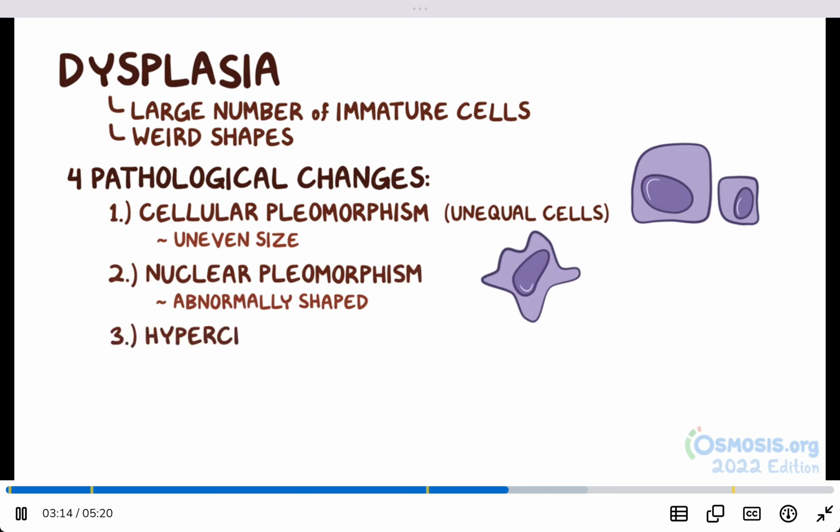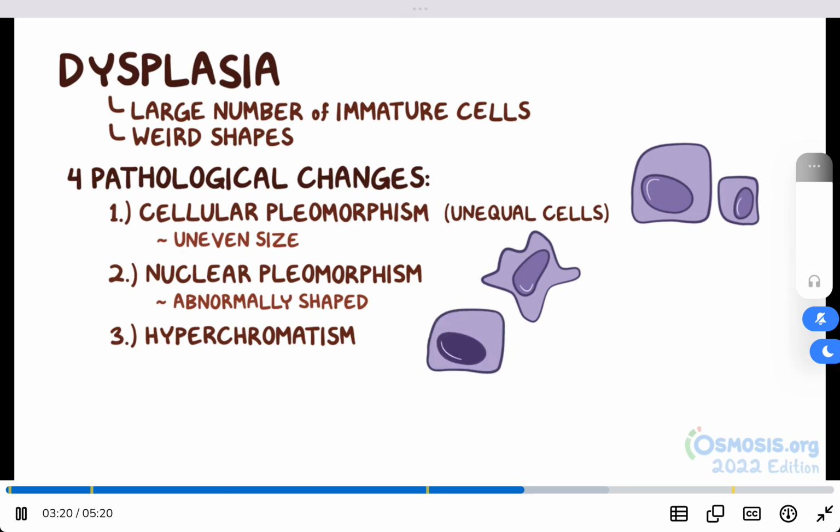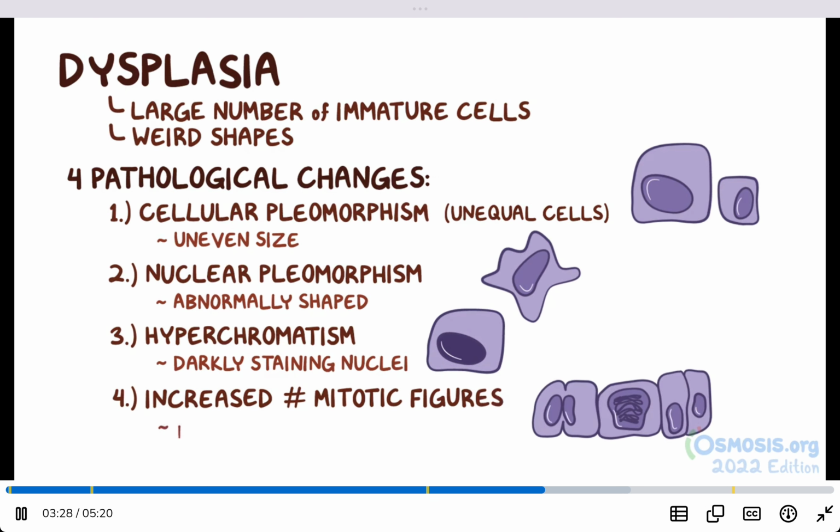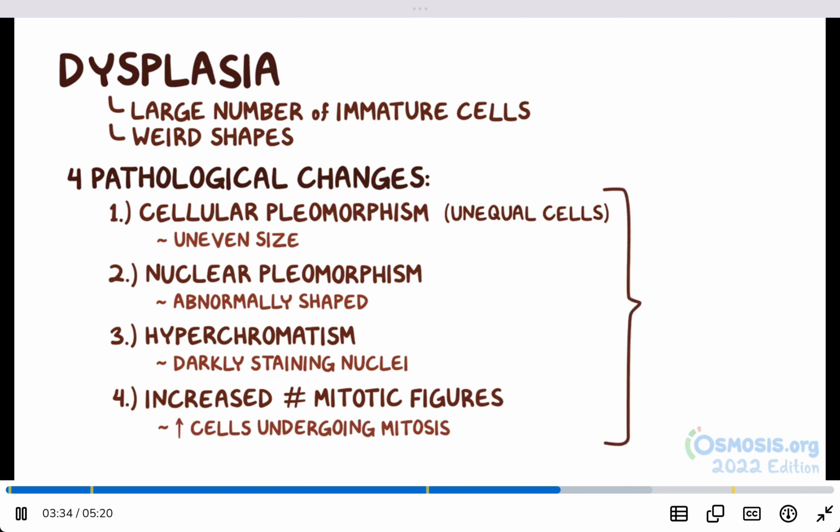There's also hyperchromatism, which means that the cells have abnormal nuclear morphology due to abundant nuclear chromatin, resulting in darkly staining nuclei. Finally, there can be an increased number of cells with mitotic figures, meaning that a lot of cells are undergoing mitosis or cell division. All of these are signs of unhealthy cells that may be cancerous.